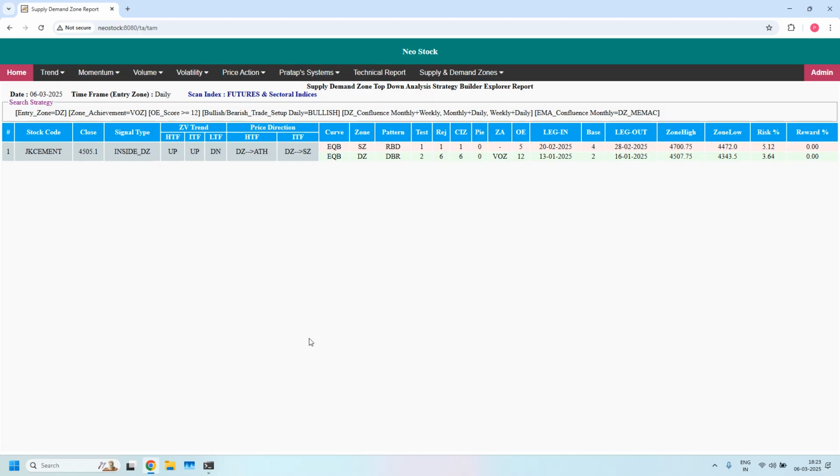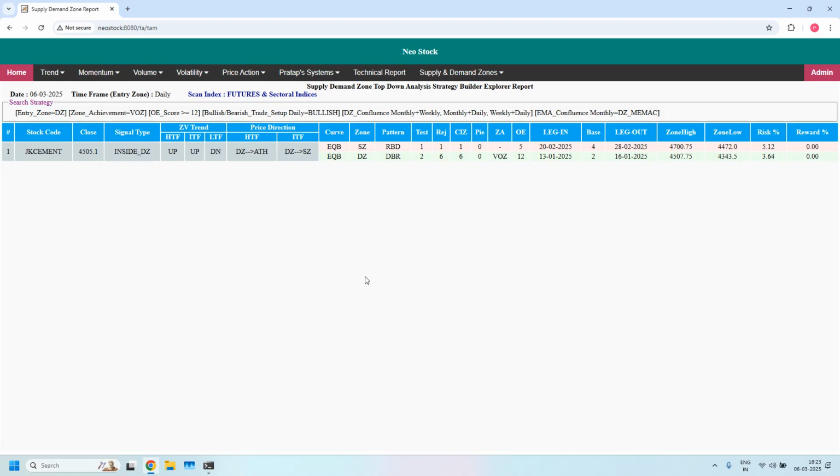And all these conditions we discussed in lesson 27. If you are not aware of all these conditions, please complete lesson 27. All the zone confluence and EMA confluence strategies I have explained with clear examples.